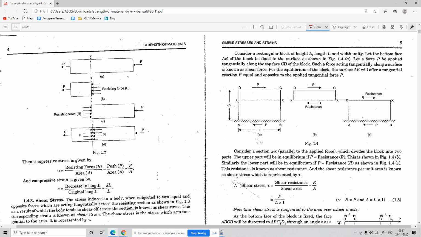So you can see there is compression taking place over here. What is the compression? Again the formula remains the same. It is getting pushed from both ends, so compressive stress is the resisting force by the area, and compressive strain is the decrease in length by the original length.